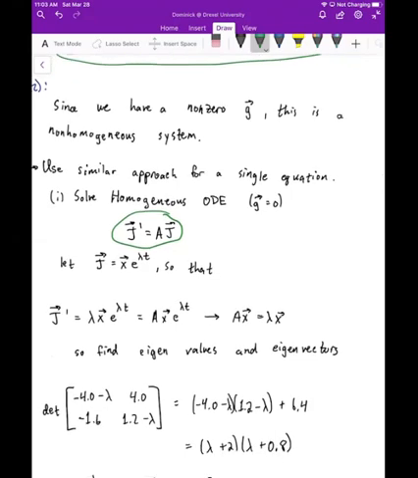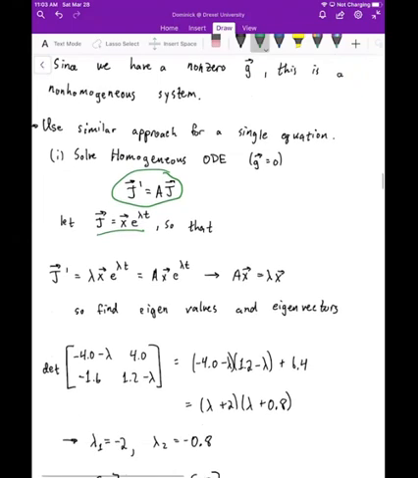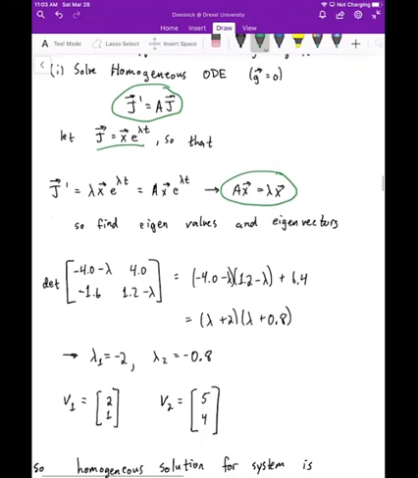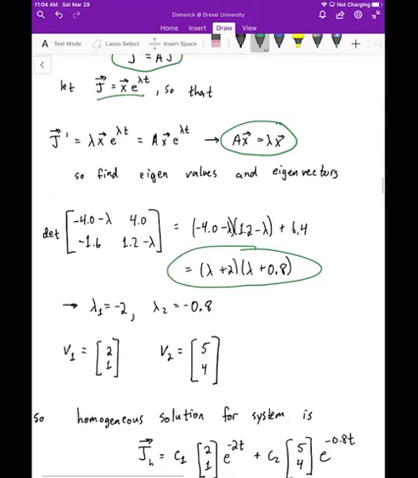Just as before, we're going to assume that our J is some x times e to the lambda t, which, as you might expect, is going to boil down to solving an eigenvalue problem. Now if we find the eigenvalues and the eigenvectors of our coefficient matrix A, we're subtracting lambdas on the diagonal. And if we find this determinant, you'll eventually find that you can factor it as lambda plus 2 times lambda plus 0.8. So that indicates that lambda 1 is -2 and lambda 2 is -0.8.